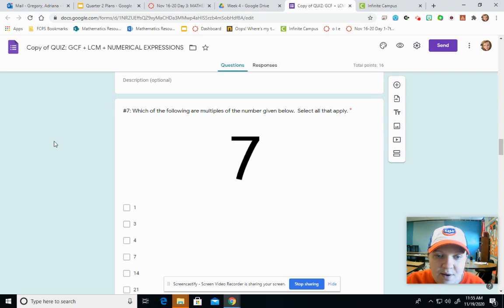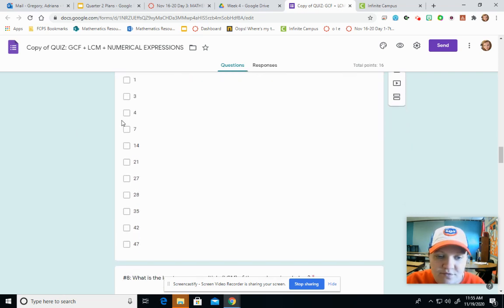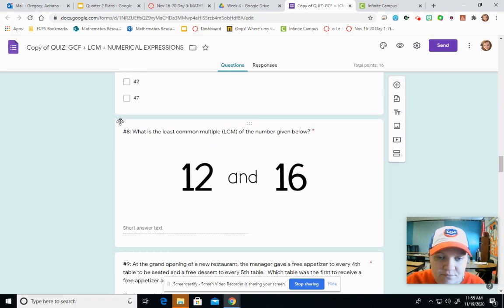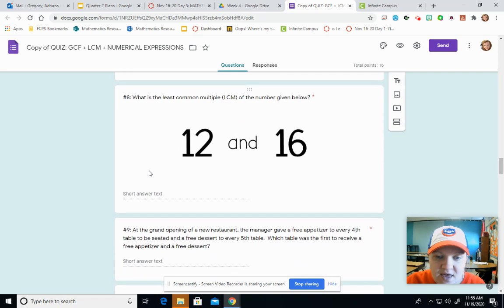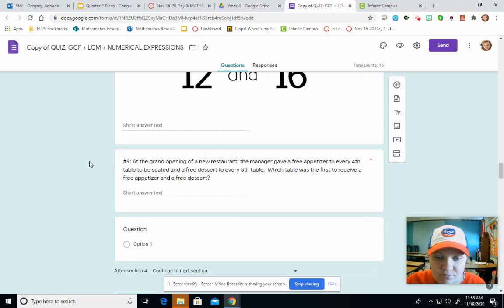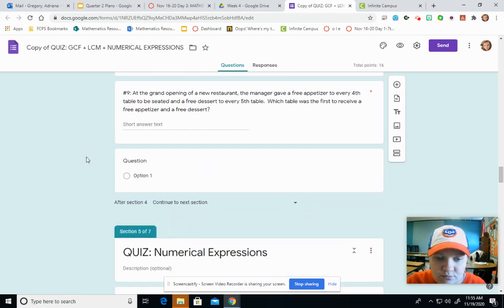Now we're going to come down and talk about multiples, and we're talking about the multiples of 7. So we're going to go and find all the multiples of 7. We're going to do the same thing for 12 and 16. We're going to find the LCM when I count by 12 and I count by 16. What's the first number that I run into that is the same? The LCM. It should be a number that's bigger than these. We're going to do the same thing here at the grand opening of the new restaurant for LCM, who was the first to receive the least common multiple.